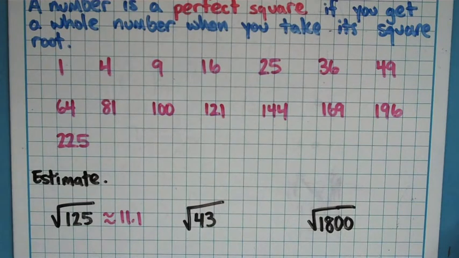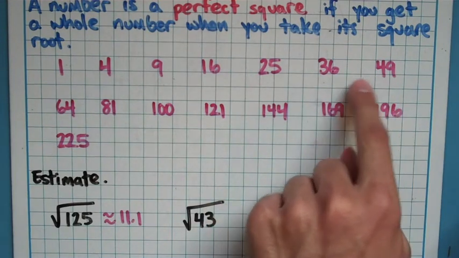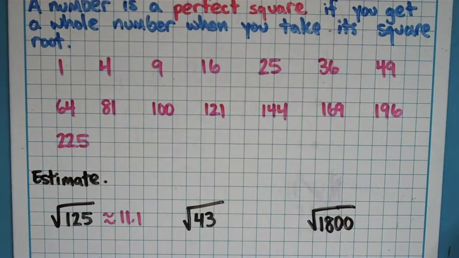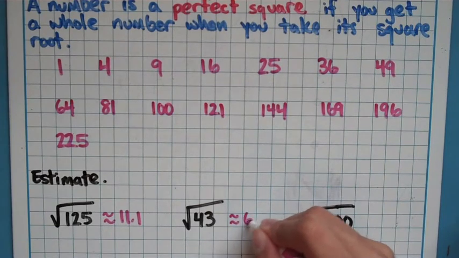Next up I have the square root of 43. And for the square root of 43, 6 times 6 is 36, 7 times 7 is 49. It's going to be somewhere in between these two numbers. It's roughly halfway in between. So I'm going to call that about a 6.5, if I were to estimate that.